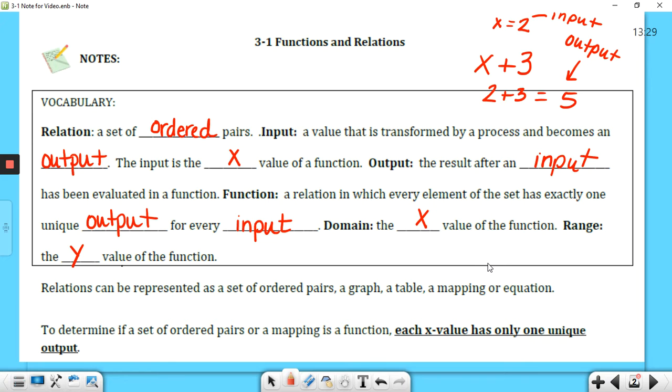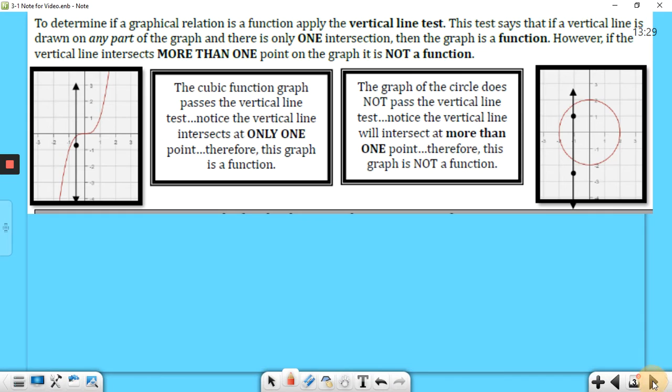All right, so relations can be represented as sets of ordered pairs, a graph, a table, a mapping, or an equation. So think about the word relations as something that is related to one another or has a relationship. To determine if a set of ordered pairs or mapping is a function, each x value has only one unique output. So let's go ahead and take a look at some different types of relations here.